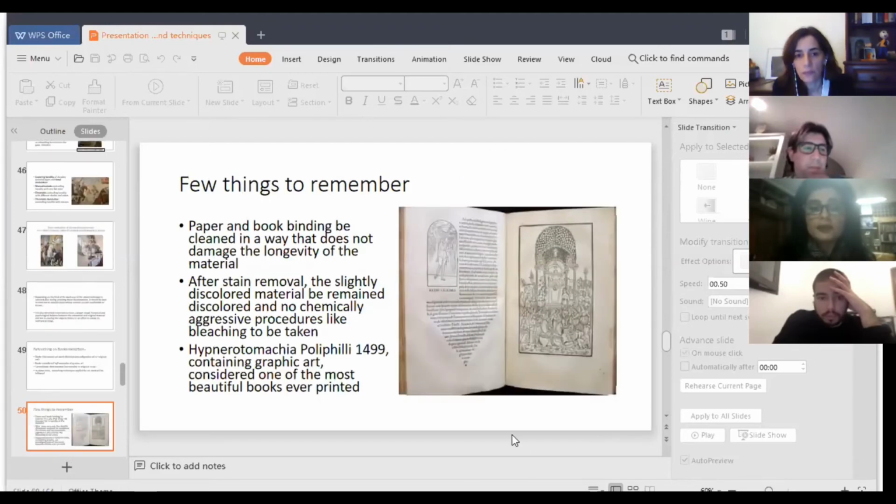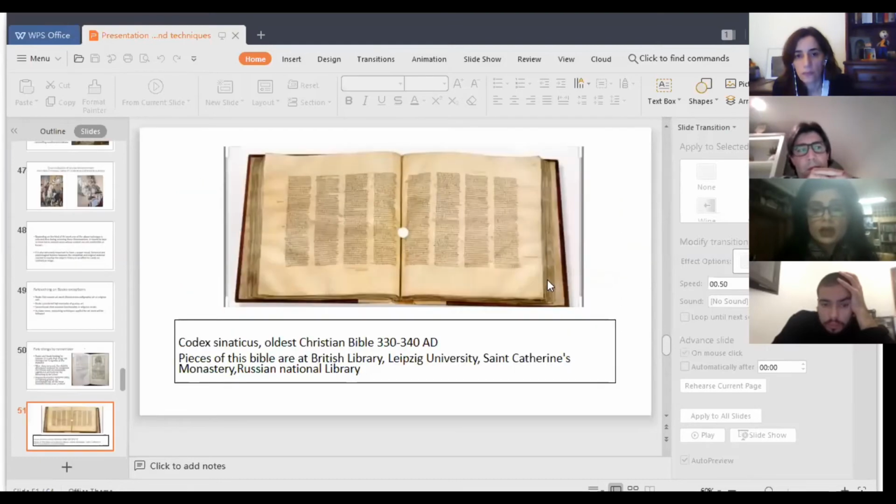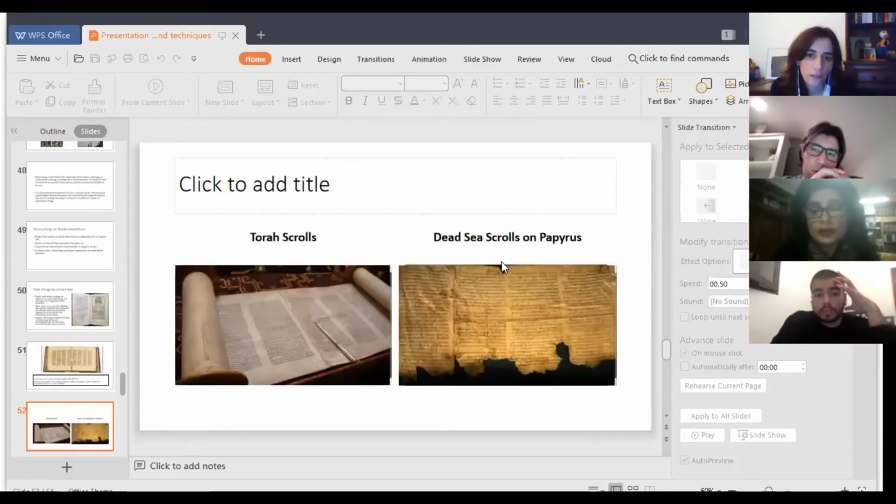This is the Hypnerotomachia Poliphili of 1499. It is considered one of the most beautiful examples of graphic art ever printed. In cases of damage, retouching here would probably have been considered because it consists of writing along with graphic art. That is Codex Sinaiticus. It is, of course, a religious book. So in case of damage, retouching here would have been allowed to continue for religious rituals.